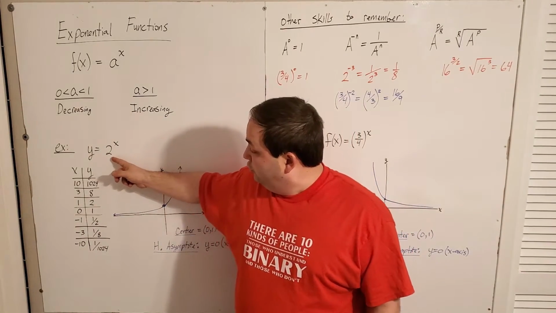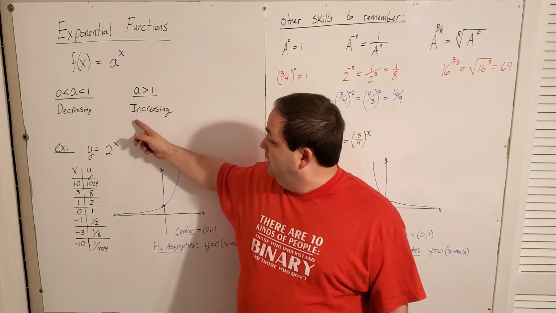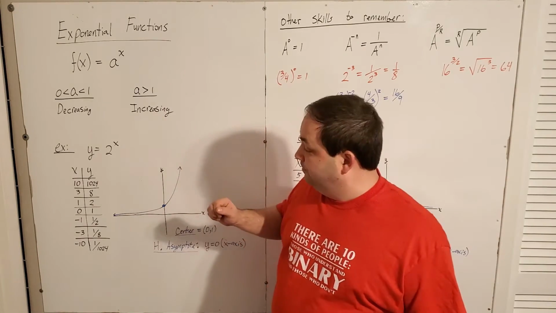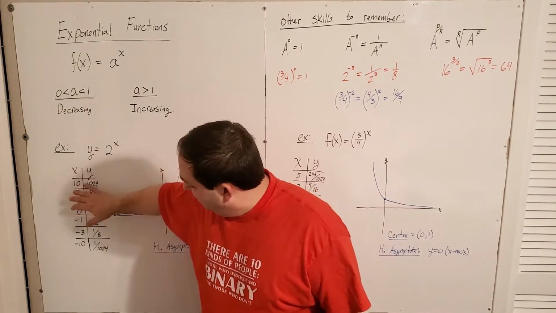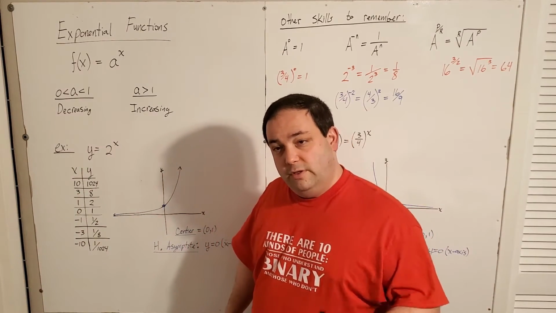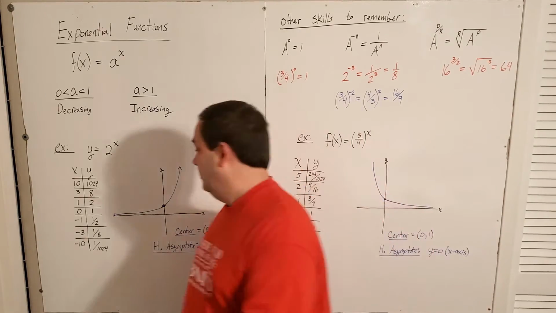So here's an example of an exponential function. y equals 2 raised to the x. Notice 2 is greater than 1, so this is going to be in the increasing category of the function here, okay? So what I've done is I've plugged in a few values so that we can talk about the x, y points for some of the major points of this function, okay?